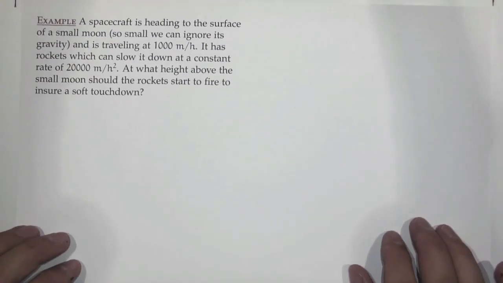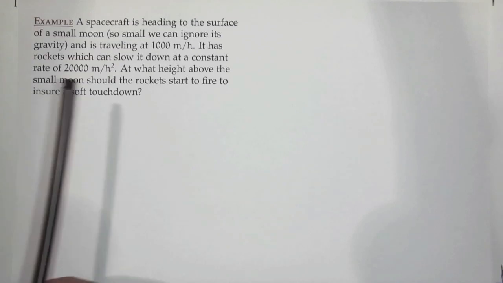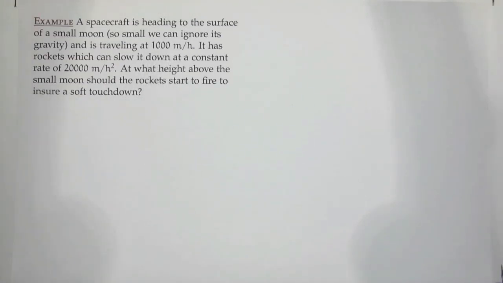All right. A spacecraft is heading to the surface of a small moon. So small we can ignore its gravity. Now I know what you're thinking. That's no moon. But all right, that's something else. So the spacecraft is traveling at 1,000 miles, I'm guessing, per hour. 1,000 meters per hour doesn't seem very impressive for a spacecraft.